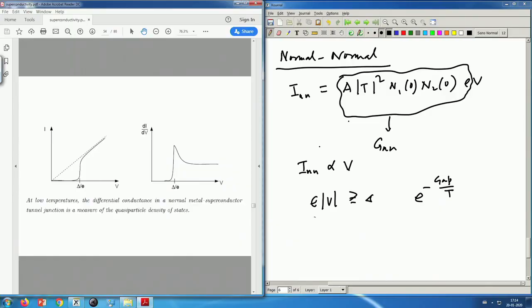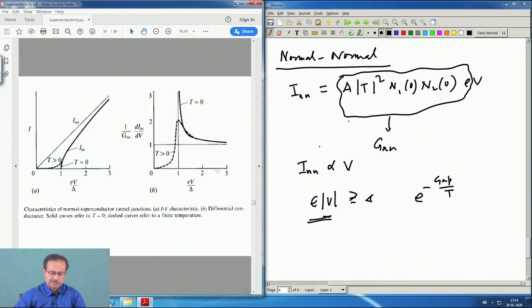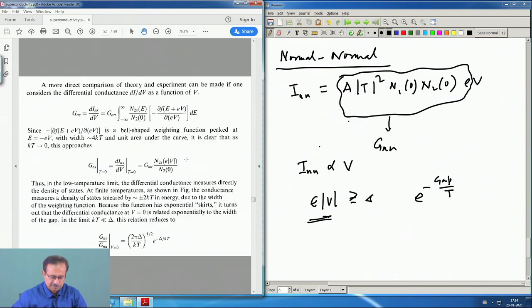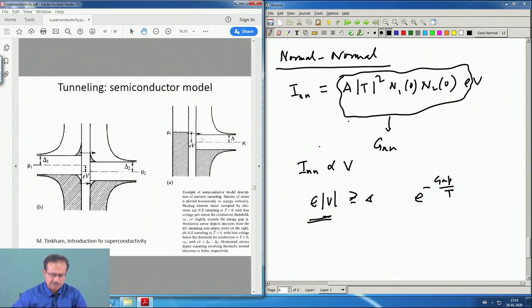We have just seen that you cannot have tunneling unless your EV, the voltage times charge, matches the energy delta. So delta is the distance of the excited level from the putative Fermi level. In terms of pictures, this is the picture: your delta is here, and your EV has to supply this kind of energy. This is normal to superconductor tunneling.